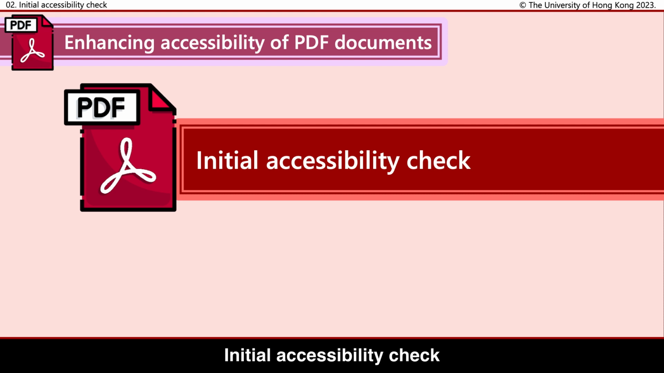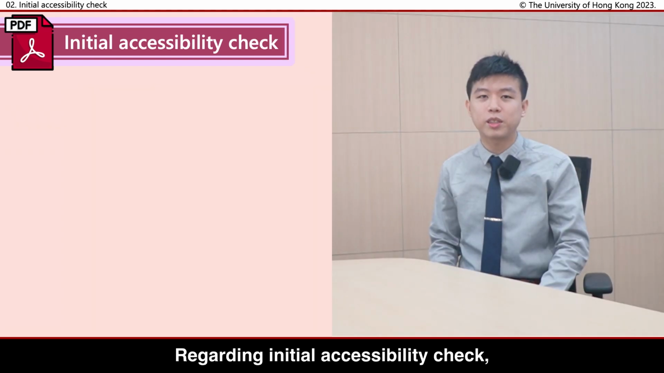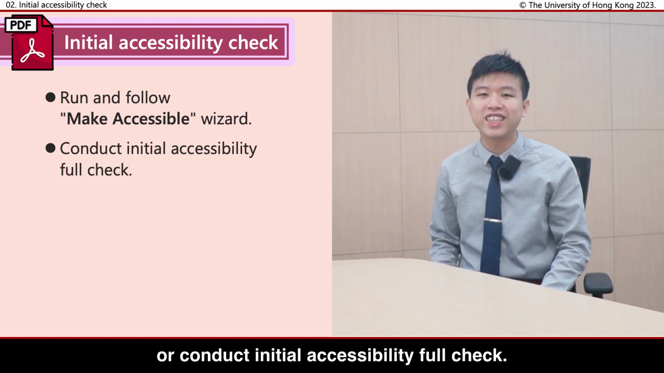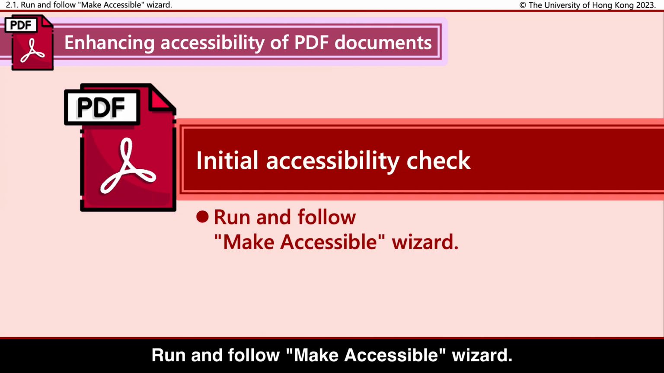Initial accessibility check. Regarding initial accessibility check, there are two suggested procedures. Run and follow the Make Accessible wizard, or conduct initial accessibility full check. Run and follow Make Accessible wizard.